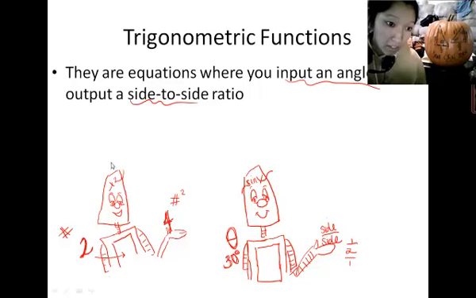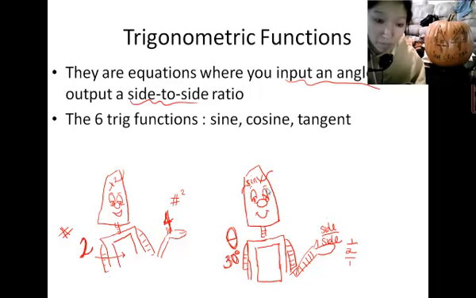Just like if you put y equals x squared, you input a number and know that you're going to get a squared output for x squared. Same thing here. You know, if you put sine as one of our 6 trig functions, if you put in one of the angles on the triangle, so for example 30 degrees, you're going to get a side-to-side ratio, a specific one, according to the sine.